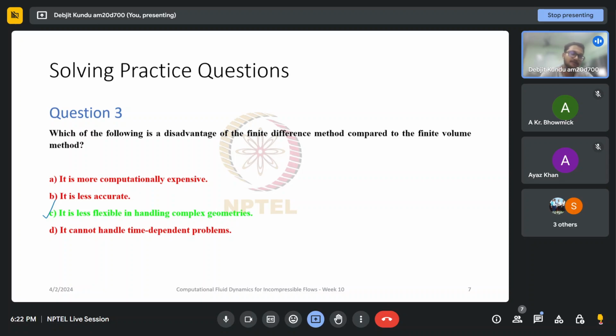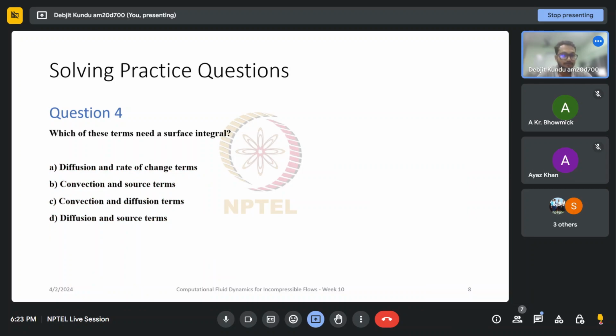It's basically the requirement of orthogonality in finite difference grids, which makes it unsuitable for such applications for complex geometries. Okay, so we'll move along. We'll move on to, yeah. Any questions?